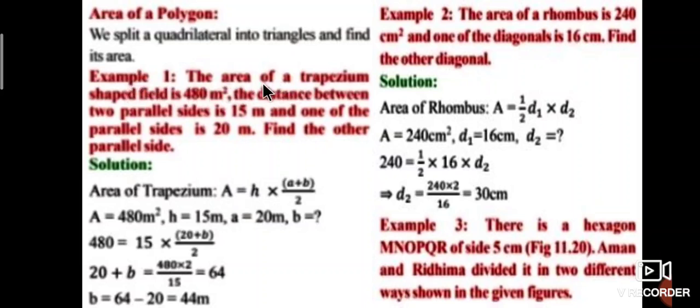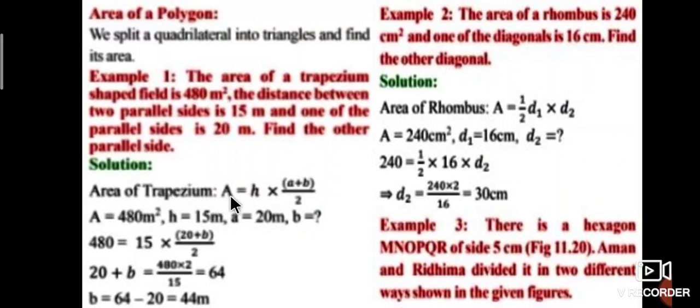The area of a trapezium-shaped field is 480 meter square. The distance between the two parallel sides is 15 meter and one of the parallel sides is 20 meter. Find the other parallel side.